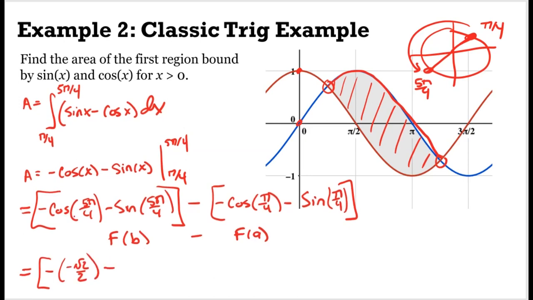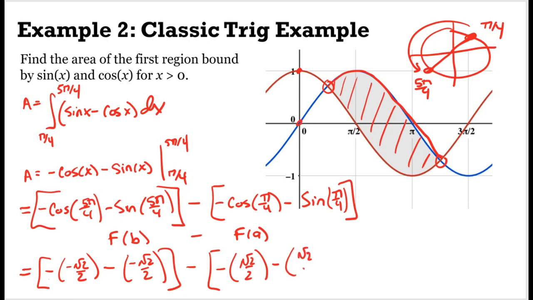And if we look up cosine of 5 pi over 4, it's negative root 2 over 2. Don't forget the negative in front of the cosine, so we see a double negative is occurring here. We're subtracting sine of 5 pi over 4, so that's another negative root 2 over 2. And then there's a negative in front of cosine. Cosine of pi over 4 is positive root 2 over 2. We have another negative in front of sine. Sine of pi over 4 is positive root 2 over 2.